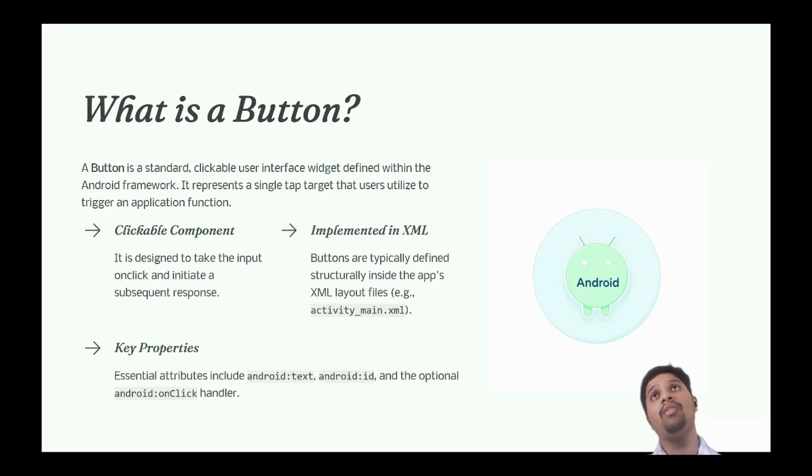Some key properties you will always see are text, which is the label displayed on the button, and ID, a unique identity that lets you refer to the button in the code. Android onClick is an optional attribute that links the button directly to a method. In short, a button is designed to take input from the user and initiate a response, making it one of the simplest yet most powerful user interface elements.